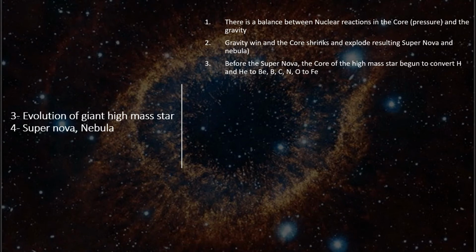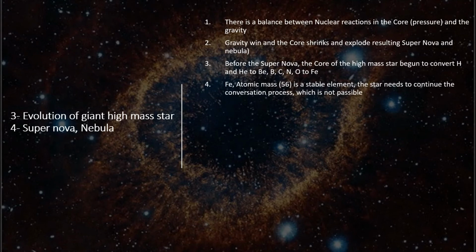Therefore, the core begins to shrink again, and the gravity balances these pressure forces inside the core, and the result is an explosion in a type of nebula. So the atom of iron has an atomic mass of 56, and is a stable element, the most stable element in the universe. The star needs to continue the process, making the rest of the elements, but it needs energy to make such processes, which the star does not have. And the nuclear reaction of the giant high mass star shuts down, and the result is a supernova.